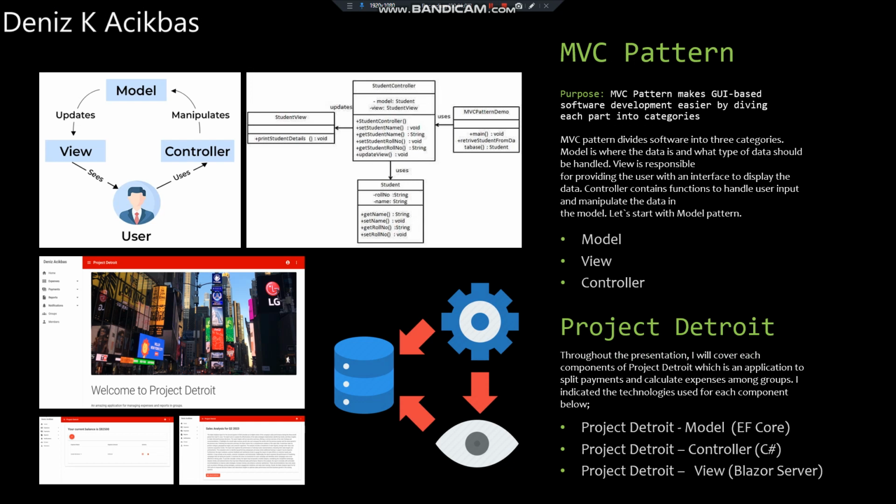We will start with the model pattern, but I will talk about the project Detroit over the presentation. It was an application to split payments and calculate expenses among groups. And I used three different technologies for three different components. For model, I used Entity Framework Core, which transforms C# data into an SQL database. I used C# for the controller part, which interacts with the EF Core technology. And for view, I used Blazor Server, which has the MudBlazor components, which consist of HTML, CSS, and JavaScript. So let me start with model first.